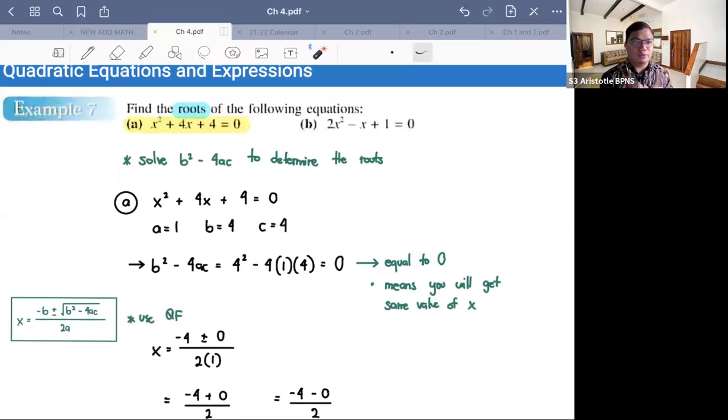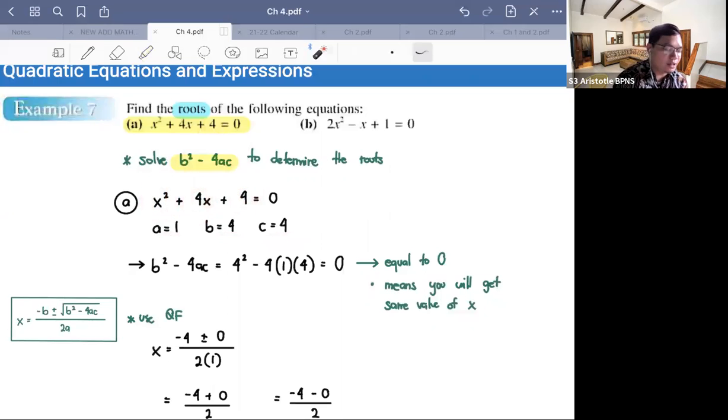Again, if the roots are the question, you need to use the discriminant. So solve b squared minus 4ac first to determine the roots. When I say discriminant, I'm talking about b squared minus 4ac. First thing first, identify a, b, and c. So it's 1, 4, and 4, right?